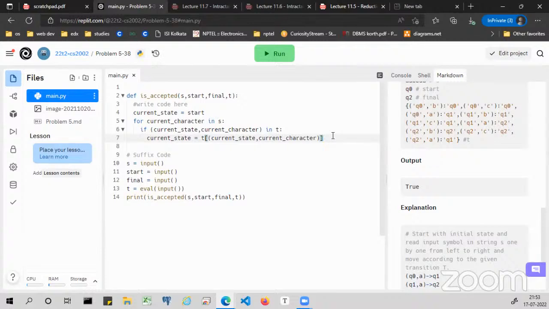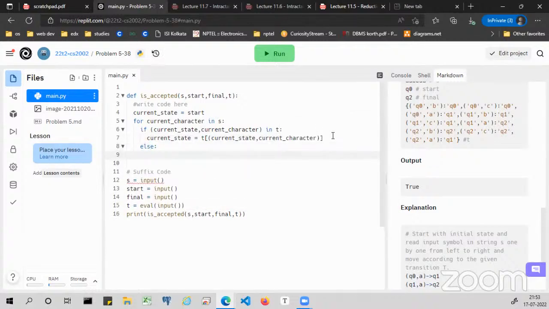So I would do this, or else if there is no such transition, that means I have come to a state which is, I mean, dead state. I cannot proceed further, right? So in that case, I will return false. Okay. So else I return false.